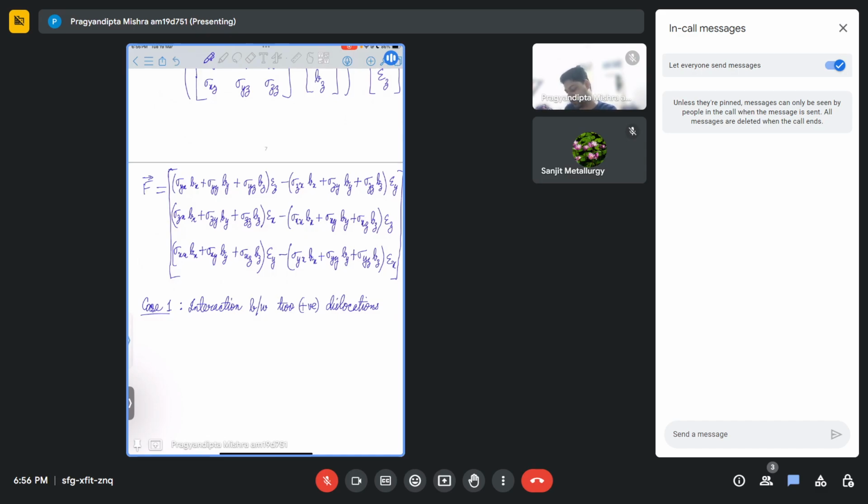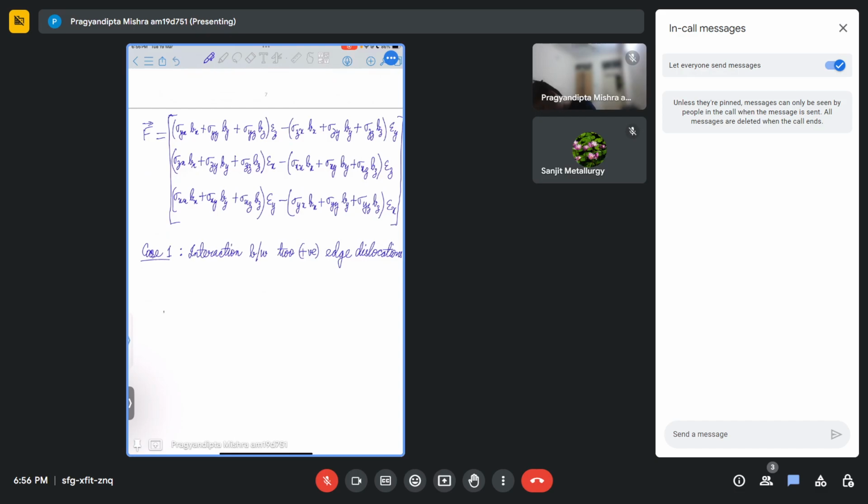So let's say we have two positive edge dislocations. So what do we mean by two positive edge dislocations? It means that both of them will have the same sign, or both of them will be like this. Okay. So let's say they are separated by x and y in the x and y directions. This is my dislocation 1, this is my dislocation 2. So the glide and climb force for these two dislocations can be written.